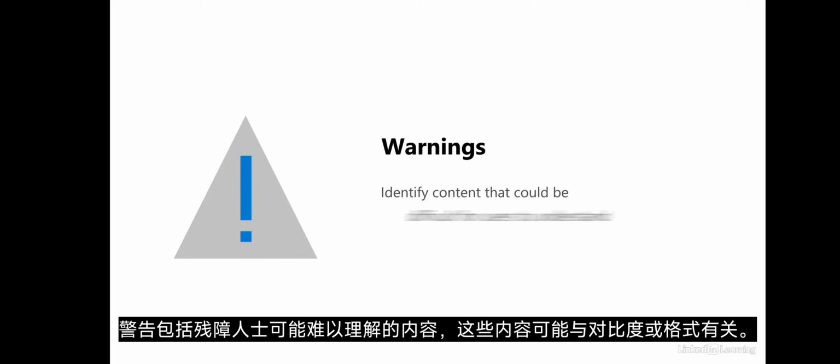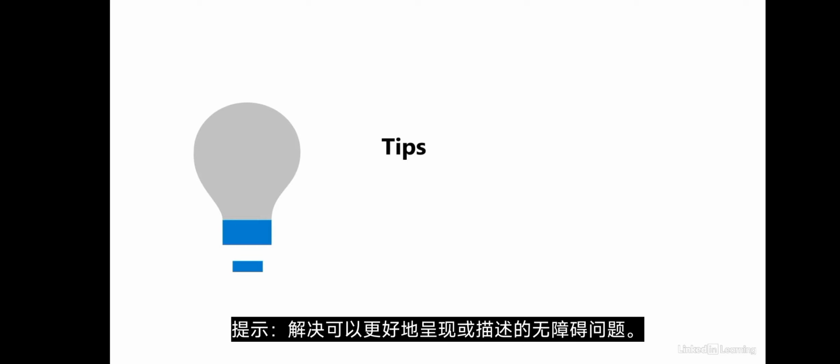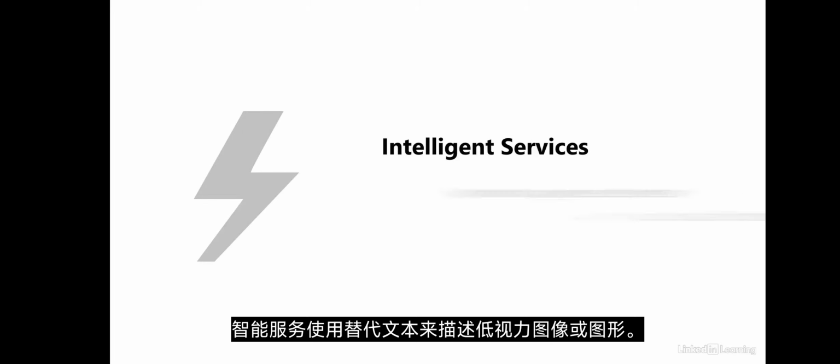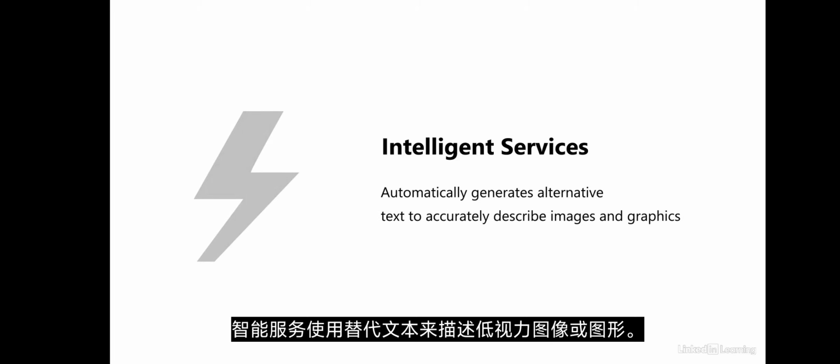Warnings include content that could be difficult for people with disabilities to understand, which could be related to contrast or format. Tips address accessibility issues which could be better presented or described. Intelligent Services uses alternative text to describe low vision images or graphics.